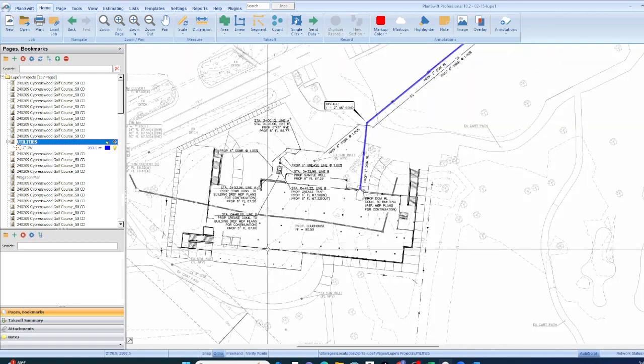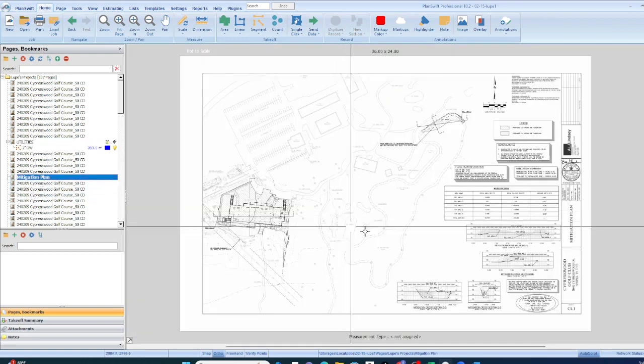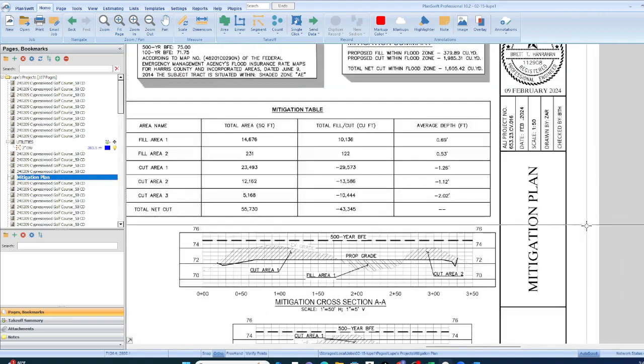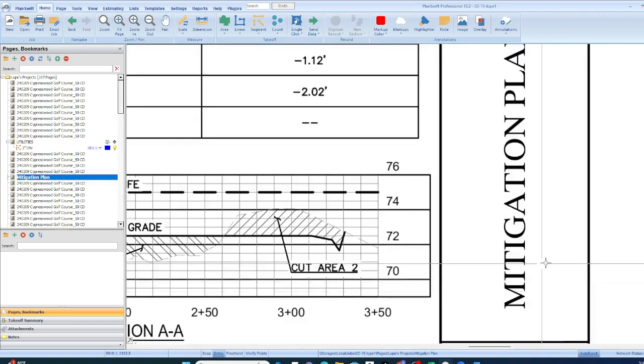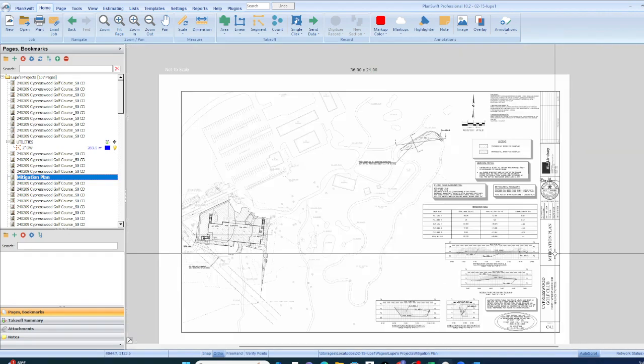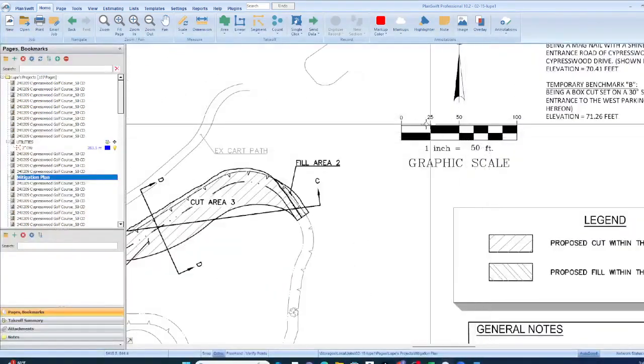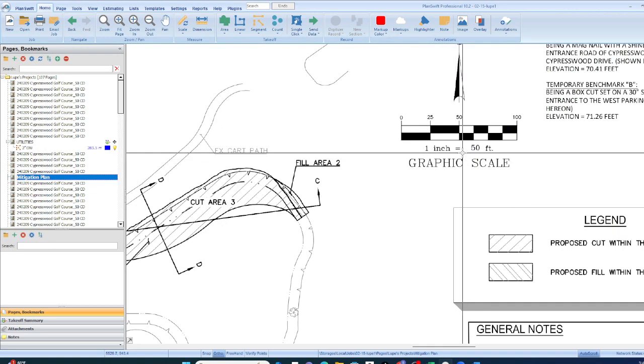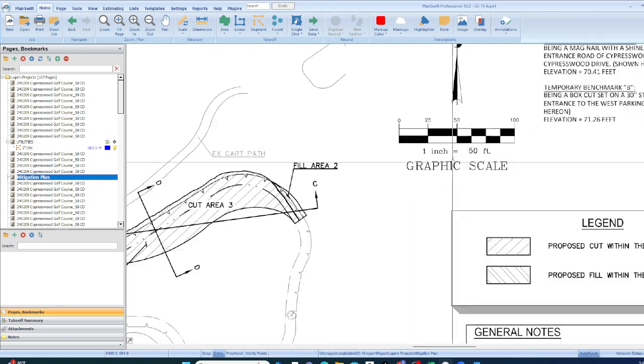If you're doing underground utilities, you also have to do the excavation. Now they have a new fancy term, mitigation plan. I don't know why, it's just the excavation plan. Same thing here though. For every inch you measure, it's 50 feet.